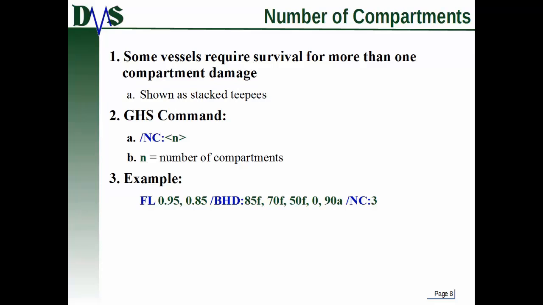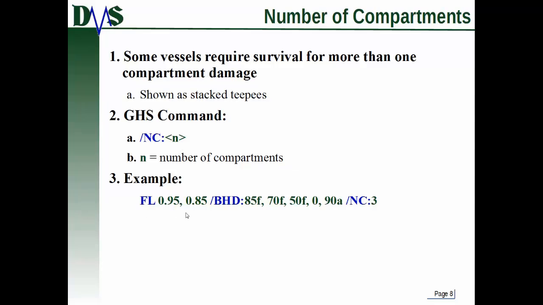Now the next thing you can do is you can do multiple compartments. So some vessels will require survival of the vessel for more than 1 compartment's worth of damage. The way that the GHS will show that is as stacked TPs. So you'll see 1 TP, the next one beside it, and then you'll see a large TP that's the combination of the two. The way you modify your GHS command is with, again, the floodable lengths command, but we add on the NC, and N is the number of compartments.